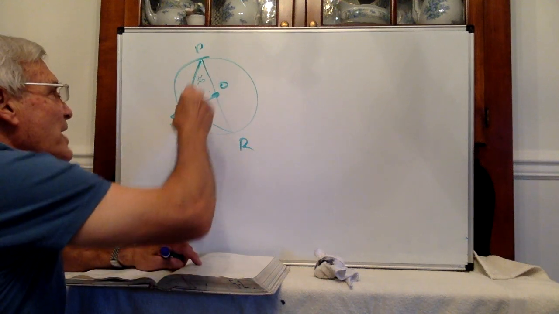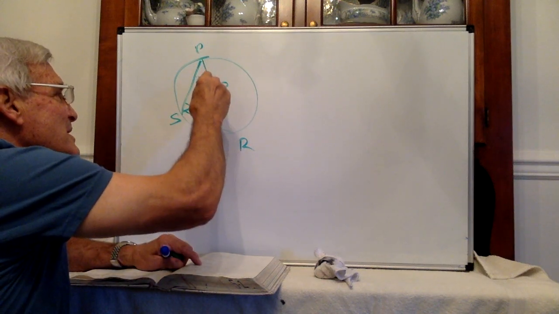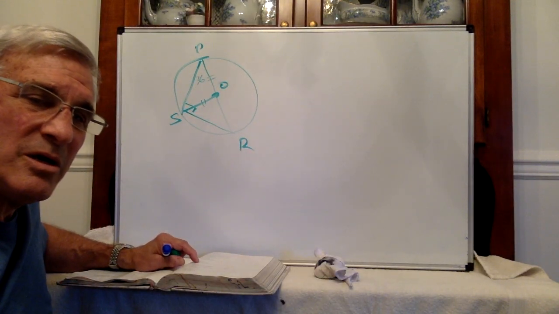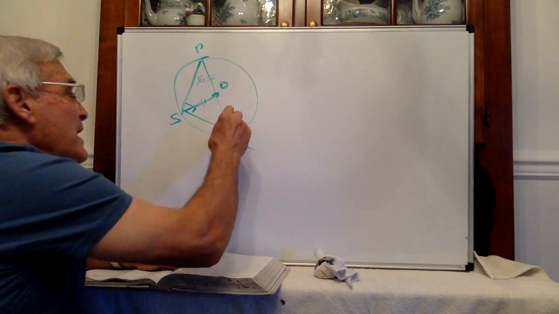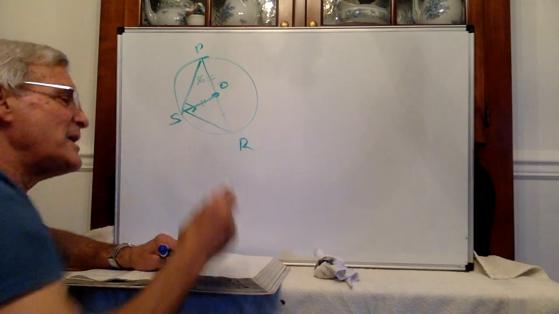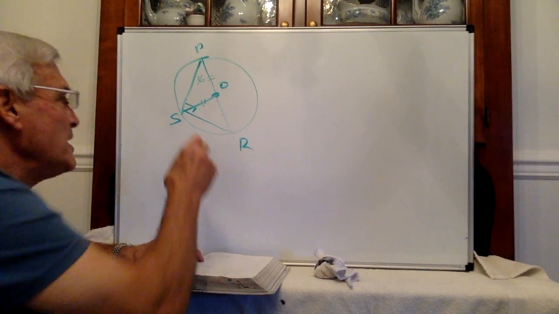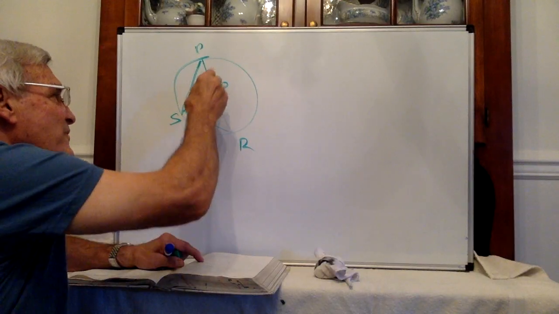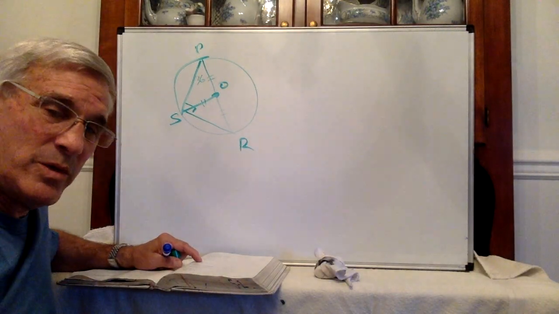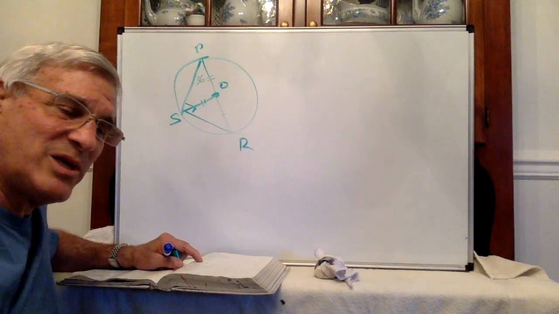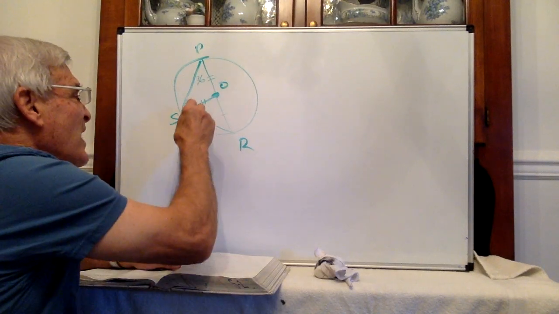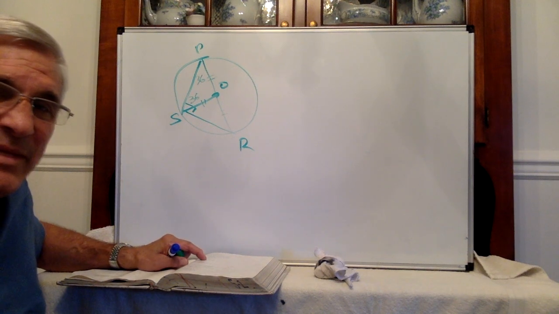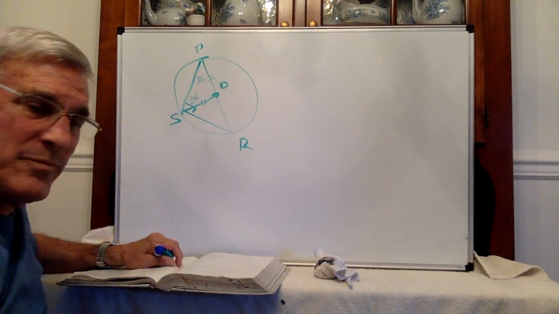Look at triangle POS. OS, that's a radius, OP, that's a radius. All radii of a circle are congruent. That's another radius, so all 3 of these little line segments, which are radii, are congruent. That makes triangle SOP an isosceles triangle. I have 2 sides congruent. Therefore, I know by the isosceles triangle theorem that this angle and this angle are congruent, so that's got to be 36. It's got to be the same as angle P.